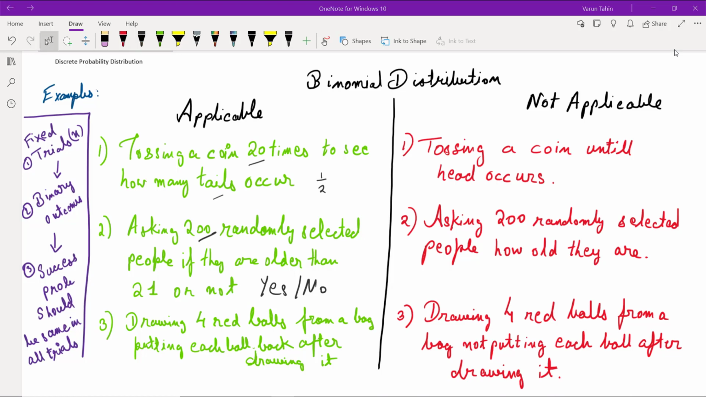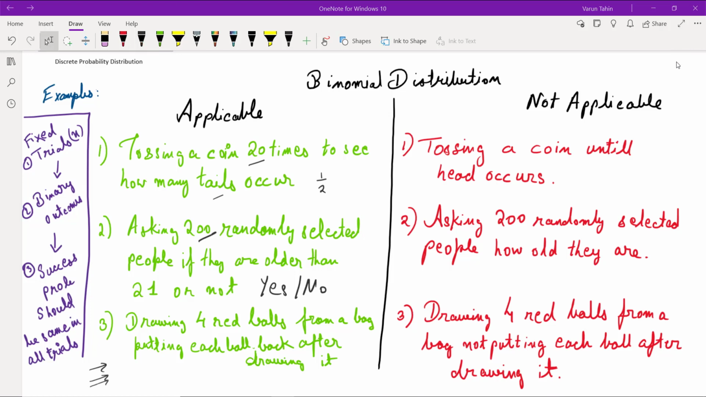The third example says drawing 4 red balls from a bag, putting each ball back after drawing it. So this also meets these 3 conditions, which is a fixed number of trials should be there. There will be a binary outcome if we are just expecting some colored balls. Then the success probability is also the same because we are putting the ball back into the bag. So the number of balls remains the same.